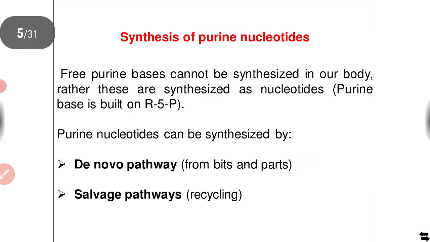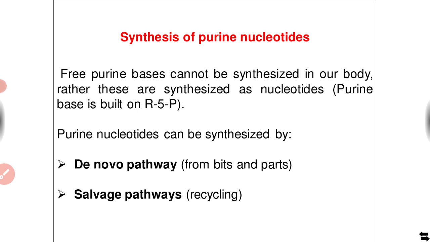How are these purine nucleotides synthesized? The purine is built upon a ribose 5-phosphate to form a purine nucleotide. There are two ways by which purine nucleotides can be synthesized. One is de novo synthesis and the other is the salvage pathway. What is the difference between these two pathways? In de novo synthesis, a purine ring is newly synthesized. Each and every atom of the purine ring is newly synthesized from a donor compound.